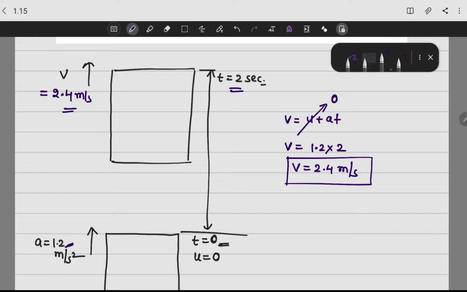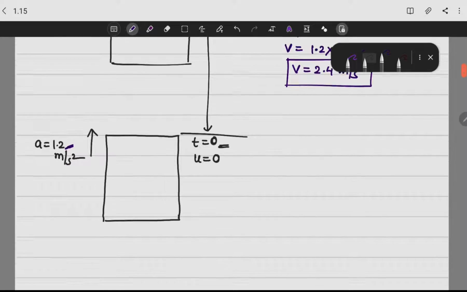Now in the question it is saying that a bolt from the ceiling is falling down. When it is falling down, it has the velocity of 2.4 meter per second, the same as the velocity of the lift, but as it is not attached to the lift, it will have the acceleration due to gravity in the downward direction. So let us draw the configuration of both the bolt and the lift once again.